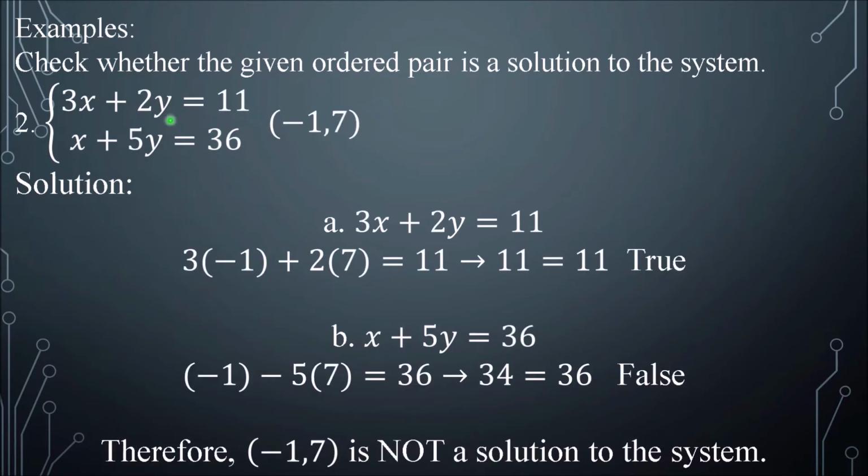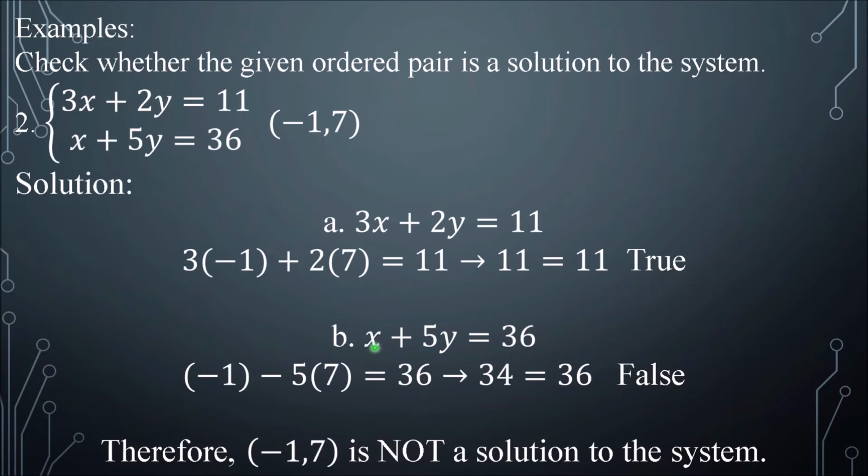Let's have number 2. 3x plus 2y equals 11 and then x plus 5y equals 36. We're going to check if (-1, 7) is a solution of this system. So first, we substitute negative 1 for x and then 7 for y. 3 times negative 1 plus 2 times 7 is equal to 11. 11 is equal to 11, which is true.